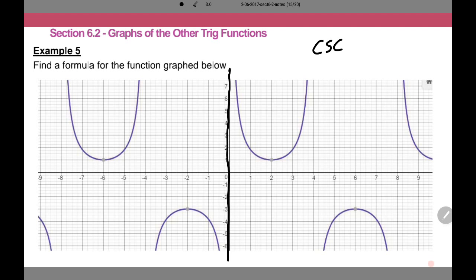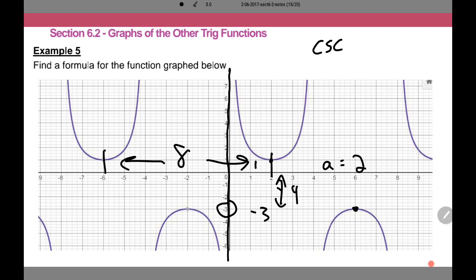Alright, the other thing, we go from our max to the minimum, and in this case I'm going from -3 up to 1. That would be a distance of 4. So my amplitude, or my a value, is 2, just like we did before. The other thing we need is our period. So in this case I'm going from -6 to 2, that's an 8, and that means my period is 8.